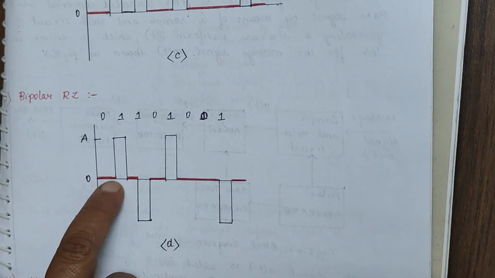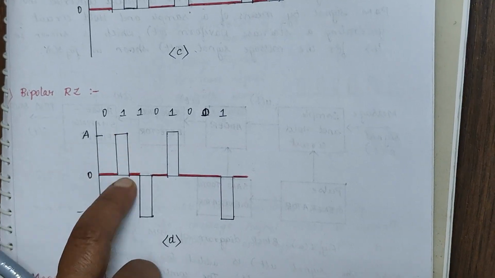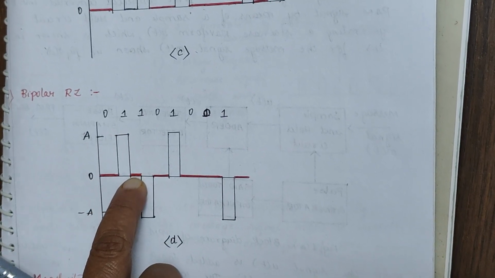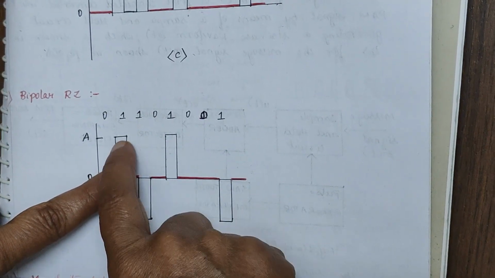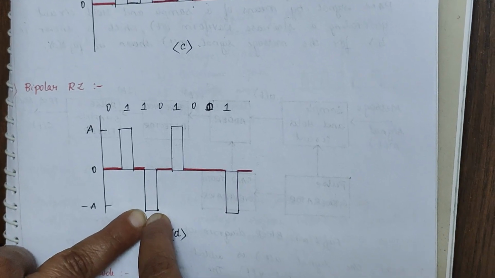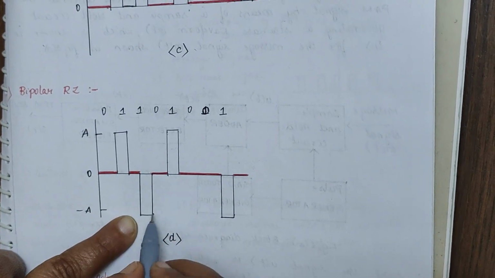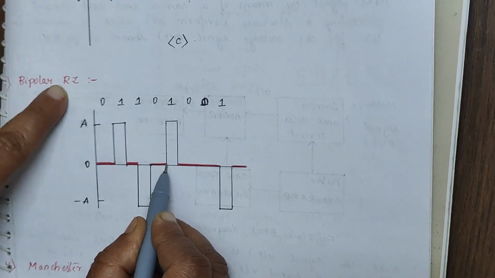Symbol 0 is represented by 0. Symbol 1 is represented by 1 for half the duration and 0 for the other half duration, because it returns to 0. The next one is alternate mark inversion: plus 1, now minus 1. The next one we have to represent with minus 1, but only for half bit duration it is minus 1, and for the other half duration it is 0 because of return to 0.